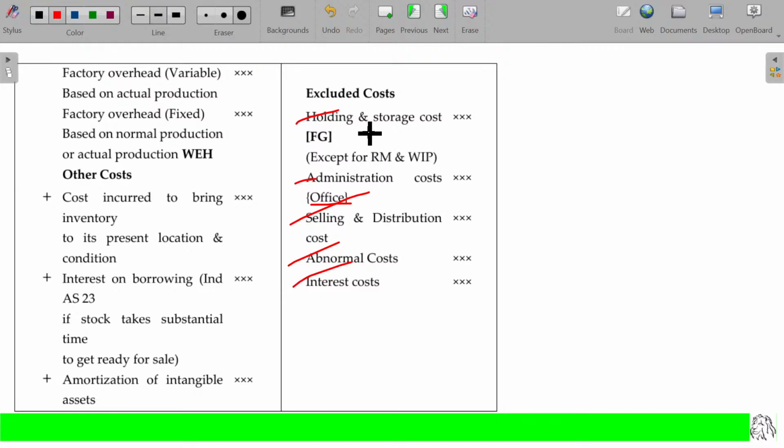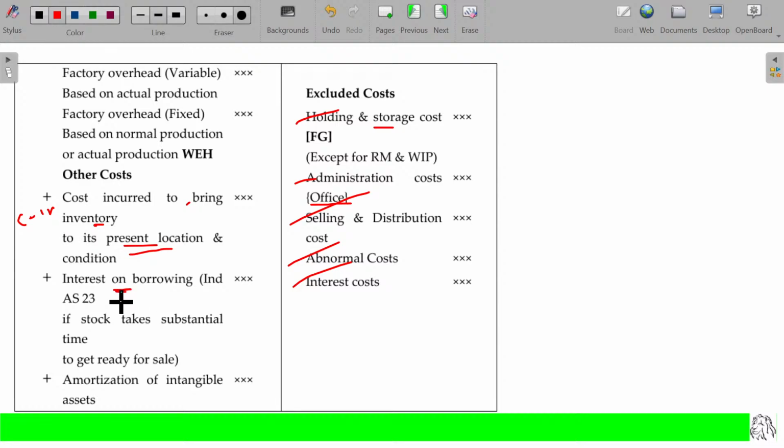Provided the holding and storage cost related to the raw material will be forming part of the costs. Okay, finished goods storage cost will not be considered. Unless I keep the raw material in a proper manner, I cannot do the production at a smooth pace, I may get stuck in my production capacity or production stream. In order to avoid that, I may have raw material stock also in my godown. In that case, the cost spent for maintaining or running the godown will be forming part of the cost of the finished goods, right? And the cost incurred to bring the inventory to its present location is nothing but carriage in. Carriage in will be addable.